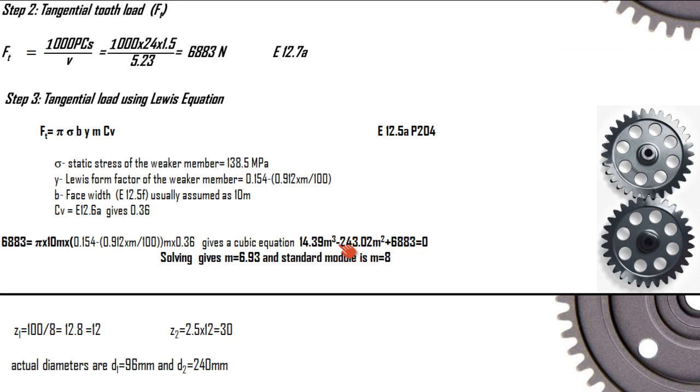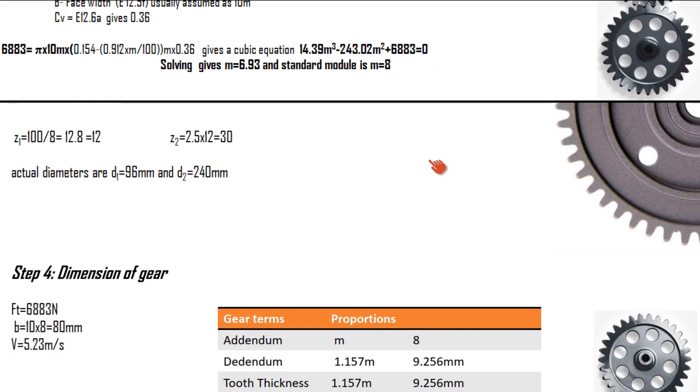When solving the cubic equation, sometimes you may have three possible positive roots. Among that, one realistic value can be selected as the module. The realistic solution was 6.93, and we don't have a module 6.93, so I standardize it to 8. We don't have a module 7. Kindly go to the particular table for the standardization of the module. So the module I have selected is 8. Using this module 8, now we can calculate the values of Z1 and Z2, which are 12 and 30.